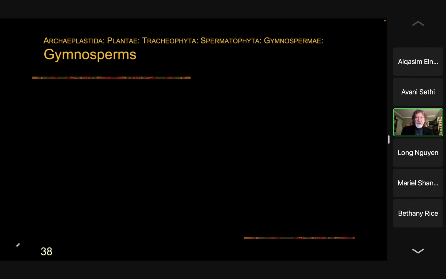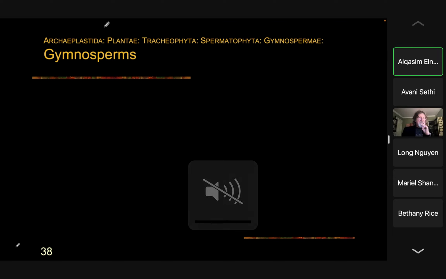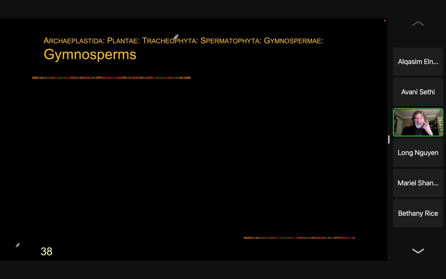All right, so I'm going to look at each of these two groups. First of all, gymnosperms. I put up here an abbreviated lineage. Our lineages are getting bigger as we go on here. So this would be Eukarya, Archaeplastida, and what else would go in between here? I've left some out. Viridiplantae, and then Plantae, Tracheophyta, Spermatophyta, Gymnospermae.